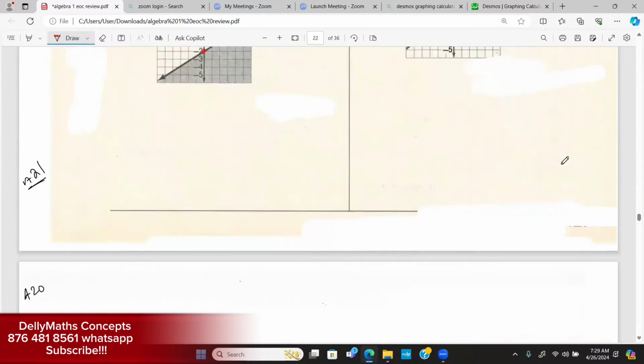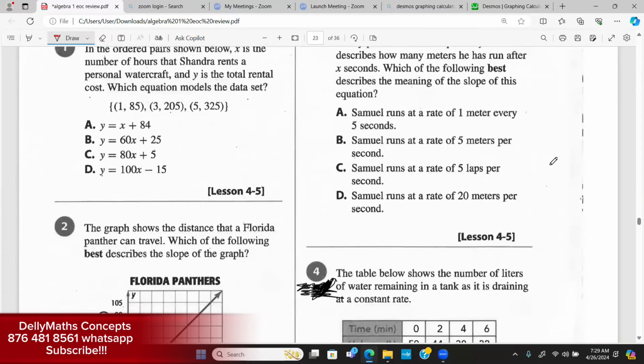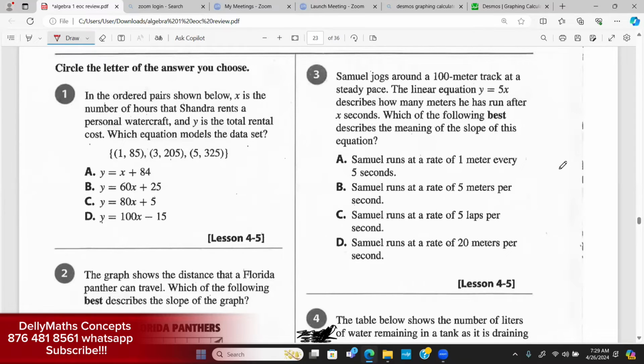All right, let us go to A20. Let's go to A20. All right, A20 says here, in the ordered pairs shown below, x is the number of hours that Chandra rented a personal watercraft, and y is the total cost. Which equation models the data?